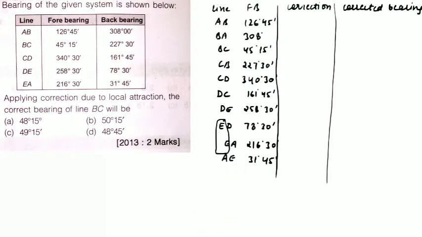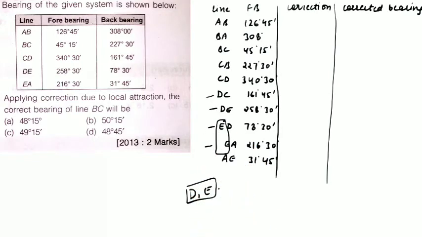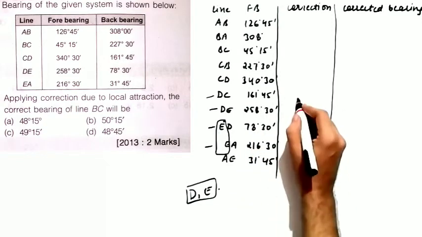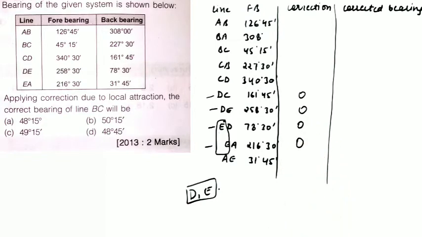We earlier saw that the stations that were free from any local attraction were D and E. Both these stations were free from local attraction. So we'll start our process from the stations that are free from local attraction. So this and this, these 4 angles are free from any local attraction. That means there is no correction required in these readings. This 161 degree and 45 minutes has 0 correction. This has 0 correction, this has 0 correction, and this has 0 correction. Since there is 0 local attraction here, these have 0 correction.